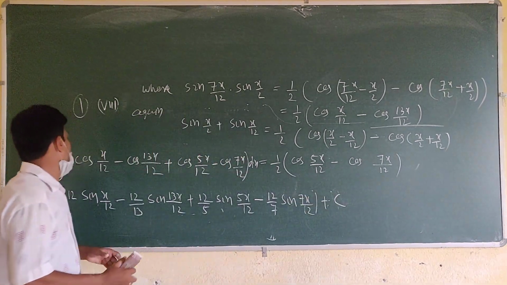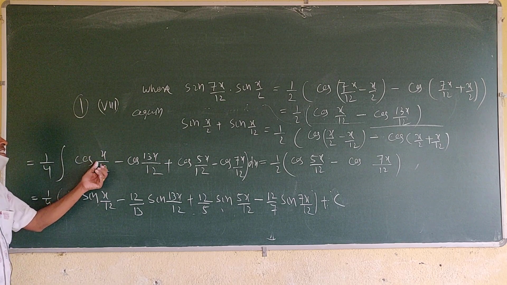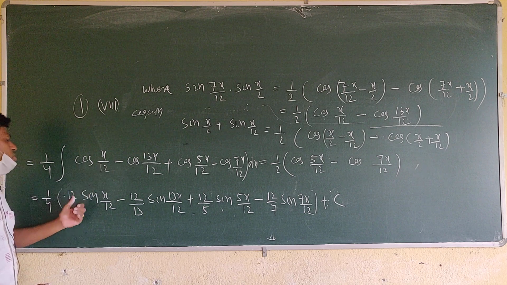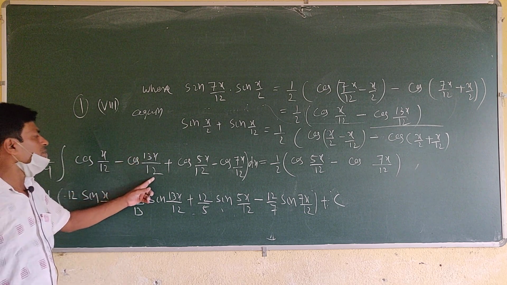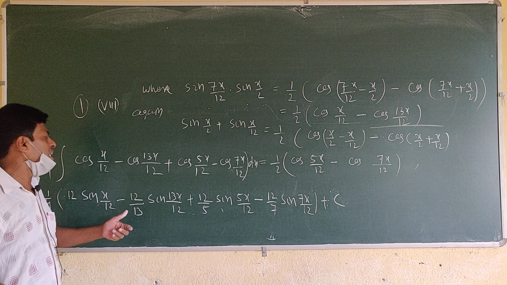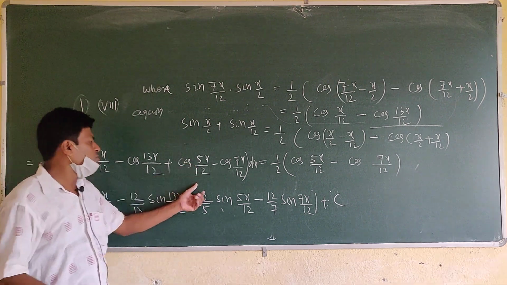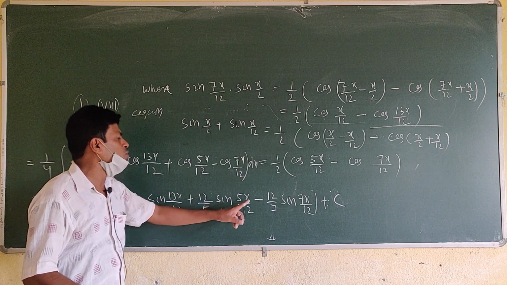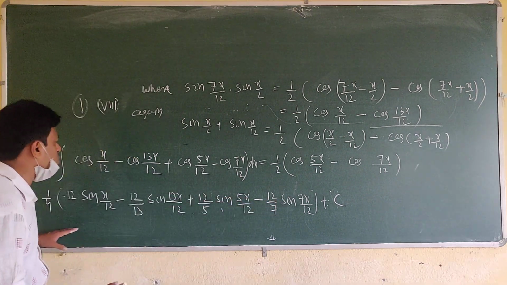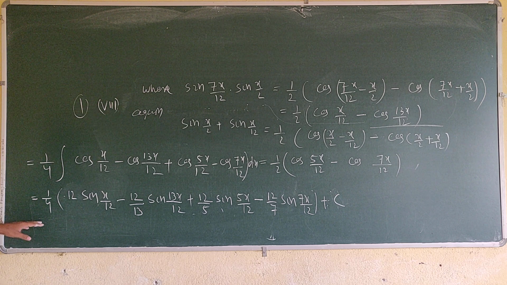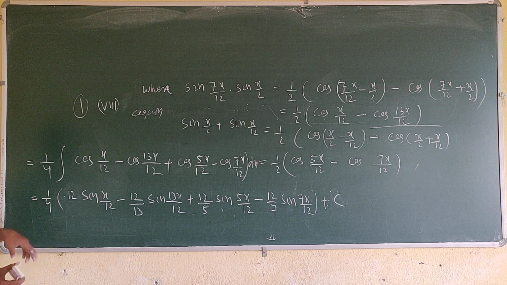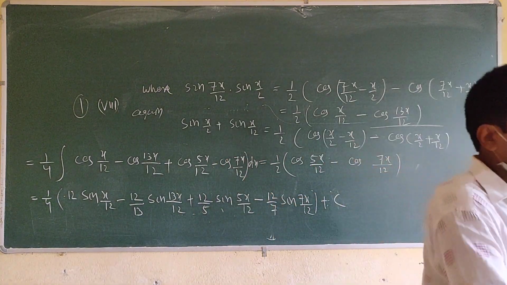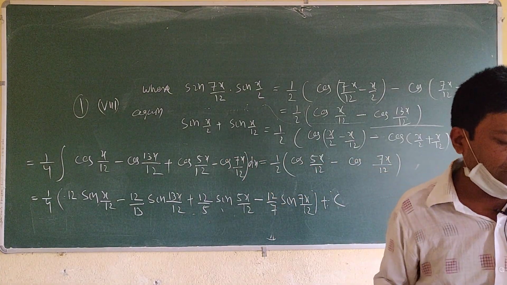Now we look here, 1 by 12 is multiplied, and its reciprocal 12 is multiplied. 13 by 12 is multiplied with x, its reciprocal is 12 by 13. 5 by 12, its reciprocal is 12 by 5, and 7 by 12, its reciprocal is 12 by 7, multiplied throughout the equation. You look how this way you can easily solve these problems. That is all about number 1. The remaining problems, I think you can easily solve.